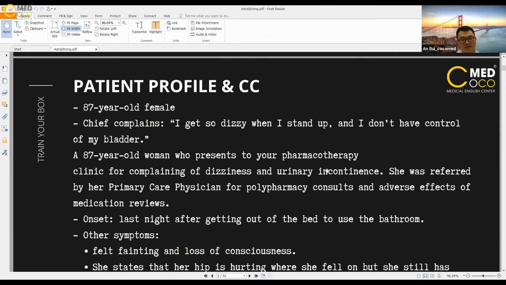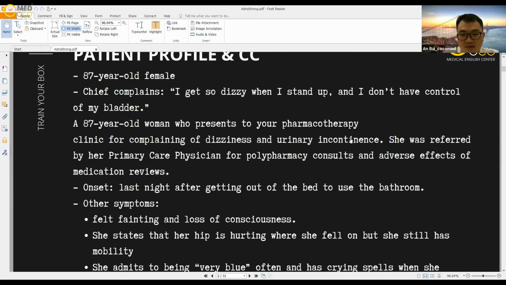Yeah. So I'm just gonna go quickly through the patient profile and chief complaint. Like we all know, she's a female, 87 years old, with the chief complaint. She gets so dizzy when she stands up, and she just wet her pants. She doesn't have any control of her bladder. So she went with her daughter to complain about dizziness and urinary incontinence.